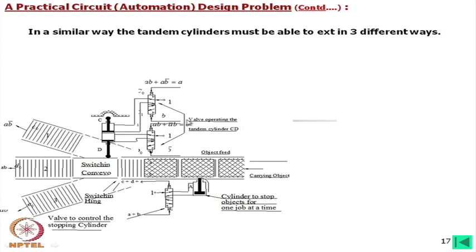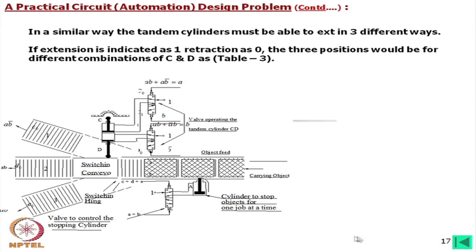These are operated by these functions A, B. Already it is decided, and once it is decided, then these functions are performed. Once these functions are performed, we get these operations. That we will see. This mathematical part is not shown in these slides, but we will see how the logic circuits look. If extension is indicated as 1 and retraction as 0, the three positions would be for different combinations of C and D. Okay.